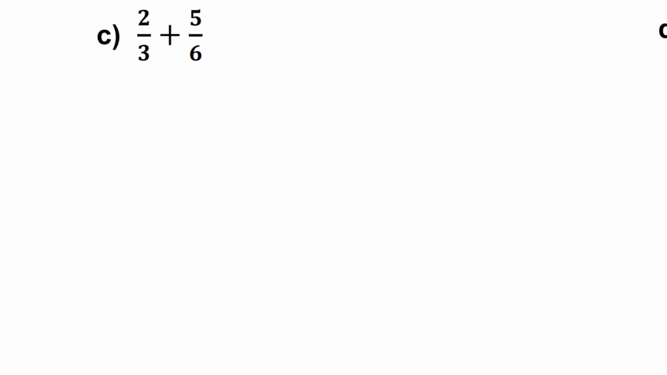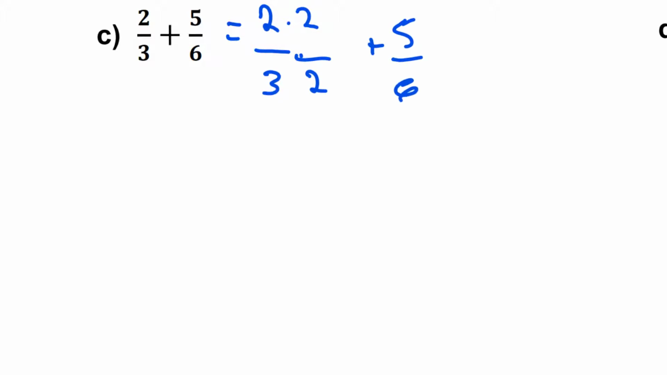And I'll show you both ways so you see that they both work here. Let's say we just do 2 times 2 and times 2 here, plus 5 over 6. That means we don't even need to change the other one. So that would be 4 over 6 plus 5 over 6. We have our common denominator. That's good. Now we just add the numerators.